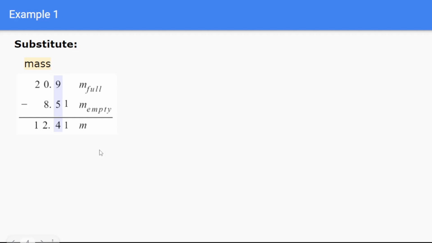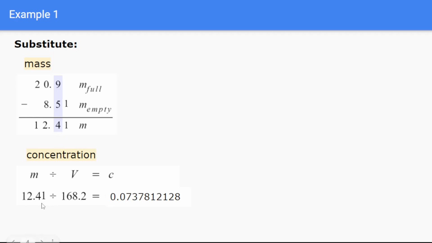But we're not going to round yet. We're just going to mark that place value as a reminder. When we actually calculate, it would be 12.41. Notice that we did not round to 12.4 divided by 168.2. That gives us this.